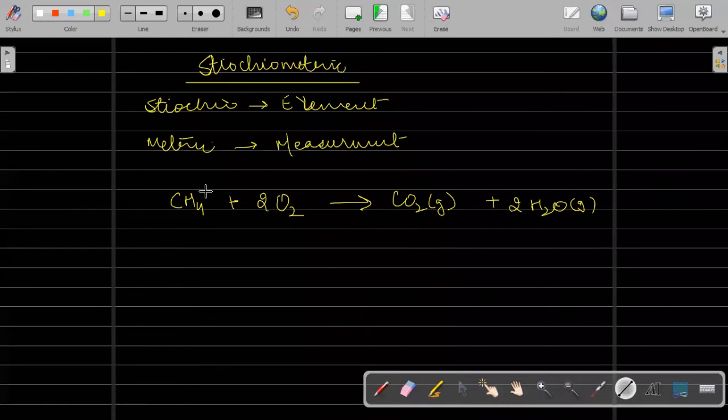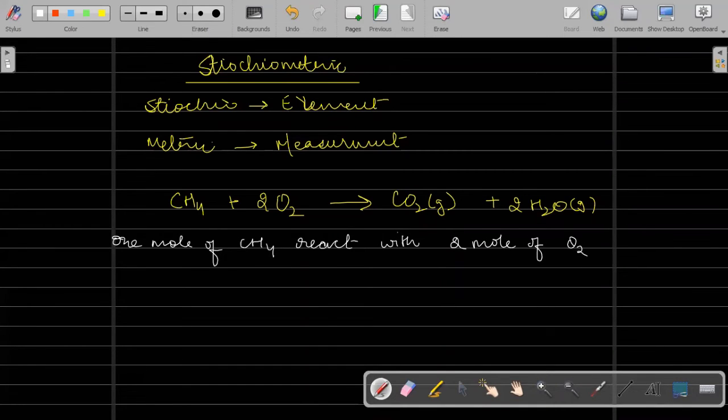How to read this reaction? So can we say that 1 mole of methane reacts with 2 moles of O2, it gives 1 mole of CO2 and 2 moles of water. How can we say?